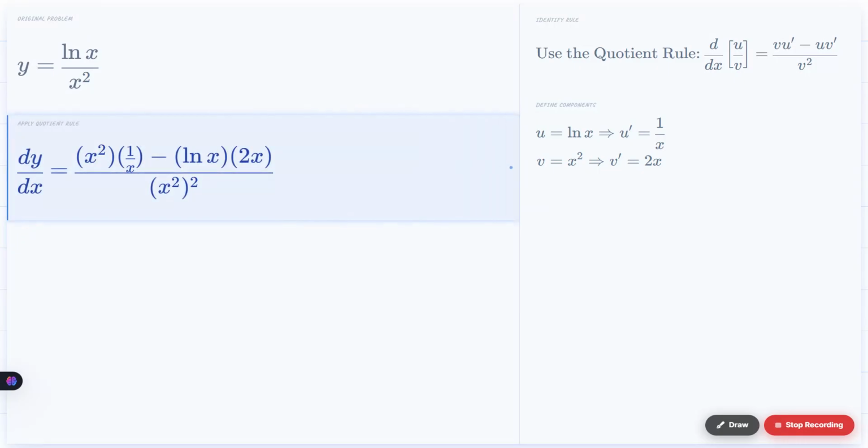We put u, u prime, v and v prime into the quotient rule formula. We do this to set up our big math sentence. The rule says we take v times u prime minus u times v prime and put it all over v squared.